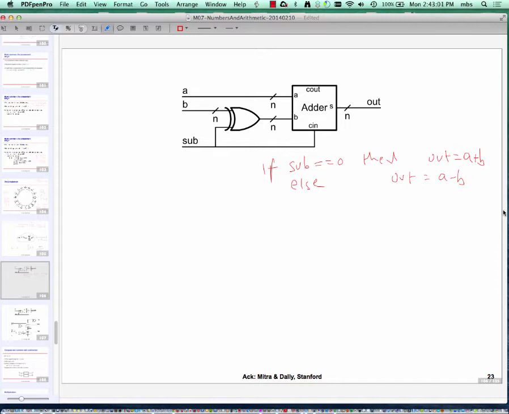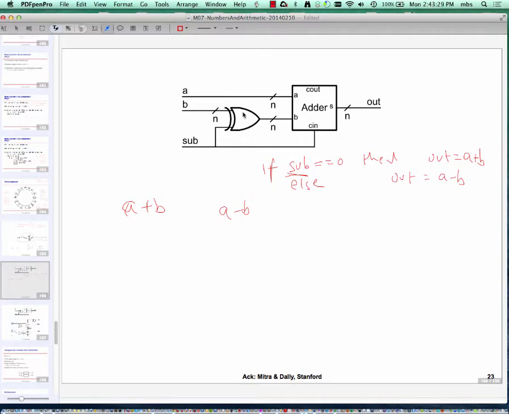In this case, can we understand that what it's doing is adding the absolute value of the two inputs together? No. What it is literally doing is either A plus B or A minus B, depending upon what sub is. If sub is 0, it is doing A plus B, and what you can see is that all these XOR gates are just going to pass through B, right?